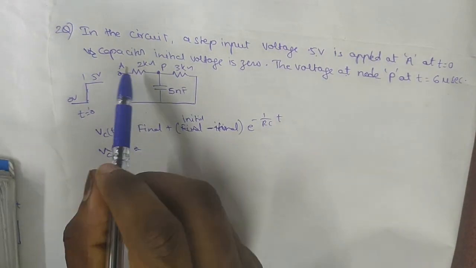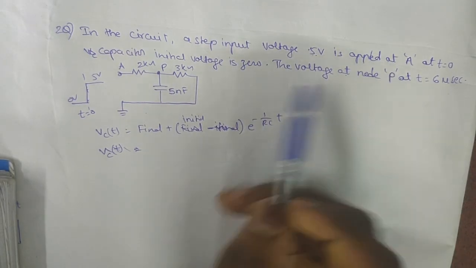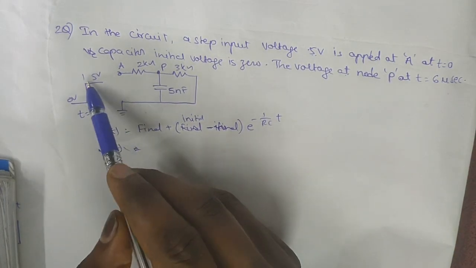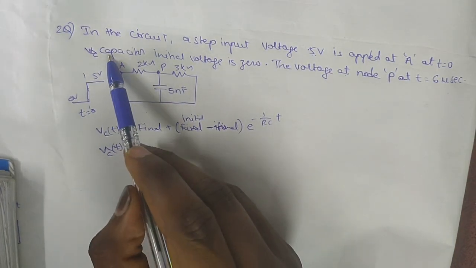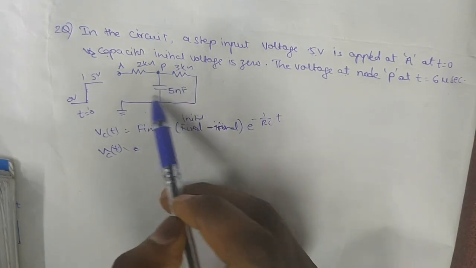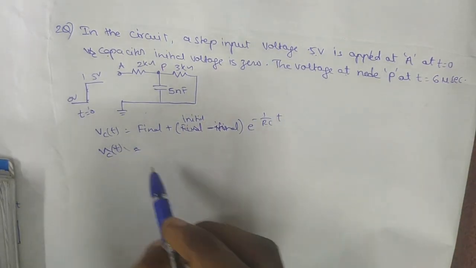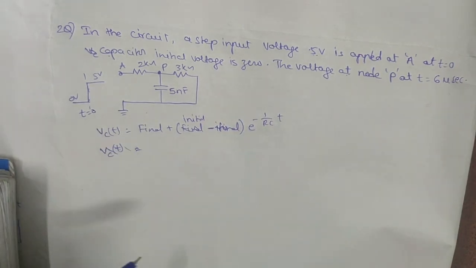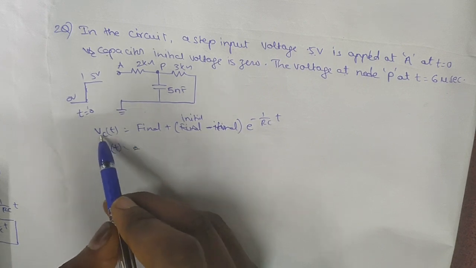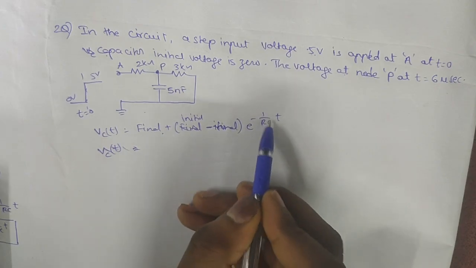For this question, in the circuit, a step input voltage of 5 volts is applied at node A at t equal to 0, as this is the input waveform. The capacitor initial voltage is 0, so the capacitor is not charged. Find the voltage at node P at t equal to 6 microseconds. So for this we will write the capacitor voltage: final value plus initial minus final into e power minus 1 by RC into T.